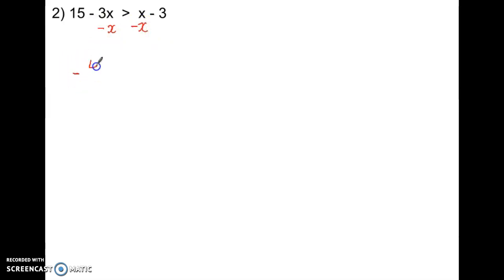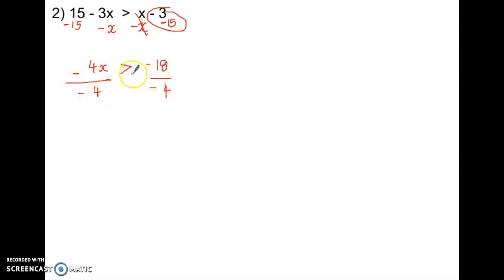So we will get negative 4x and you have this sign over there. And then I'm going to cancel the positive 15. I'm going to do minus 15 here and minus 15 under this number. So they can combine and this will become negative 18. To solve for x, we have to now divide by negative 4 on both sides, right?